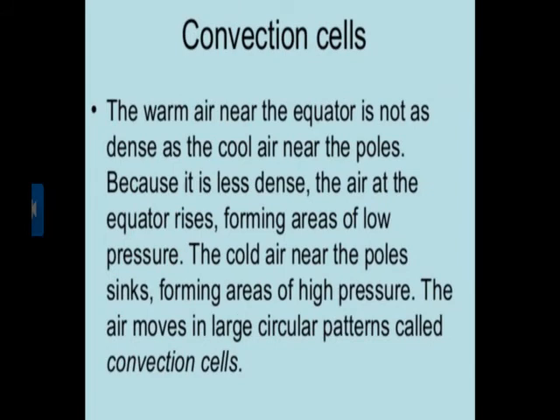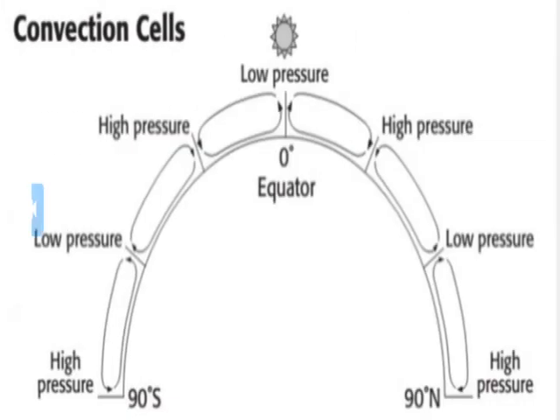Convectional cells. The warm air near the equator is not as dense as the cool air near the poles. The air at the equator rises, forming areas of low pressure. The cold air near the poles sinks, forming areas of high pressure. The air moves in large circular patterns called convection cells. This is how a convection cell looks.